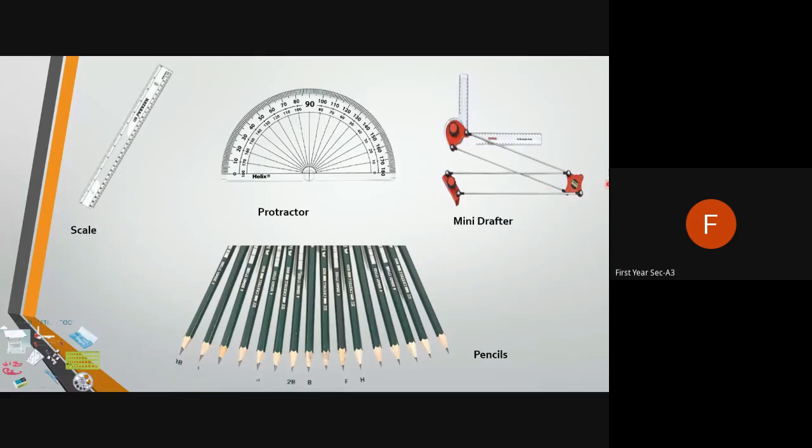Then this is mini drafter. Right now it is of no use. When the examination is there, at that time you can purchase it. Then the pencils, that 1H, 2H, then HB pencil, 1B, 2B, like that. There are various kinds of pencils. If you visit a shop, you will be able to see the various kinds of pencils.